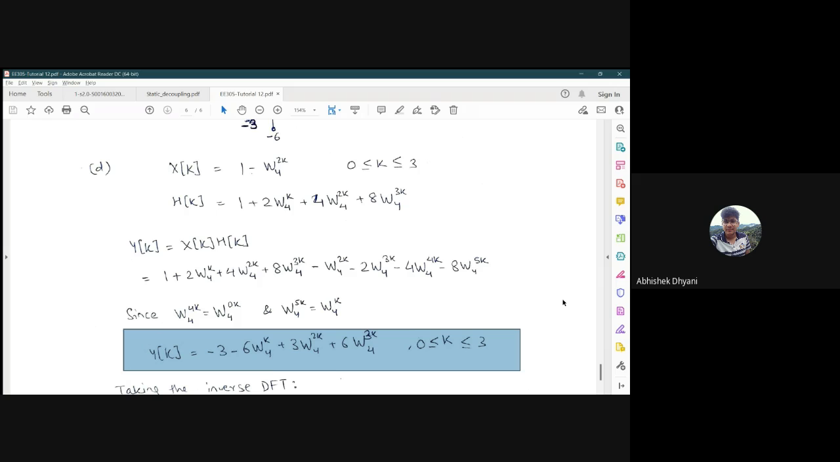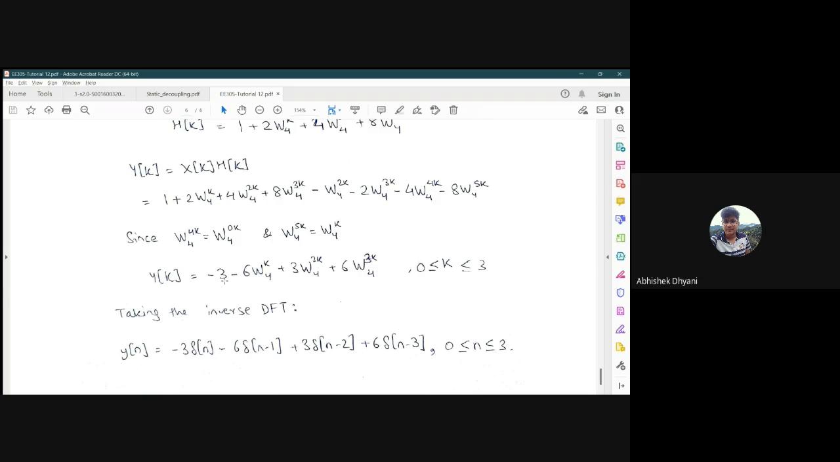Now I have to find out y of n. So I just take the inverse DFT. This will become minus 3 delta n, and this term actually is nothing but the shift. So this will be delta n minus 1, because here small n is actually 1, or you can say n naught is actually 1, and here it will be delta n minus 2, and this will be delta n minus 3. And you see that the magnitudes reflect that this is minus 3, this is minus 6, 3 and 6, just like we saw in the previous case.